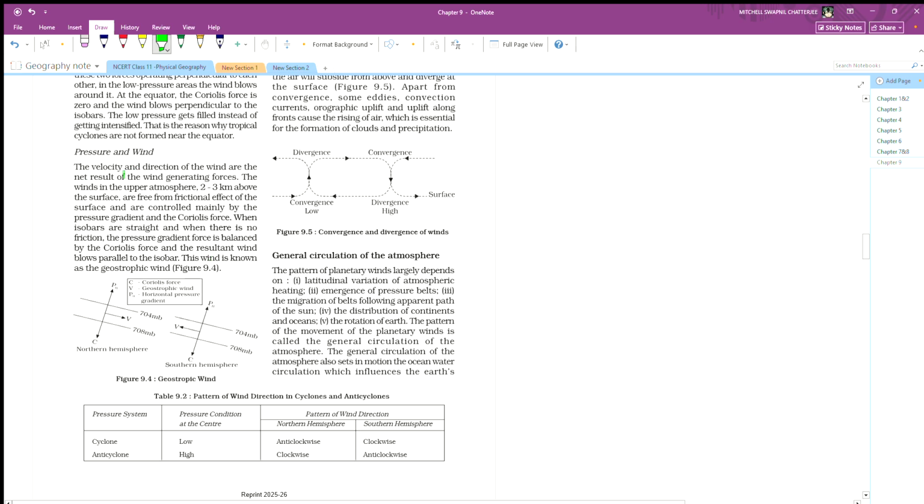The velocity and the direction of the wind are the net result of the wind generating forces.